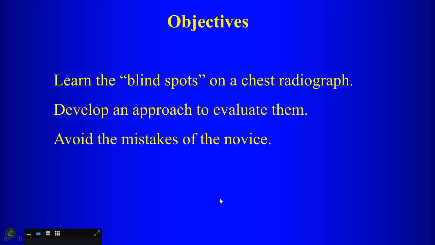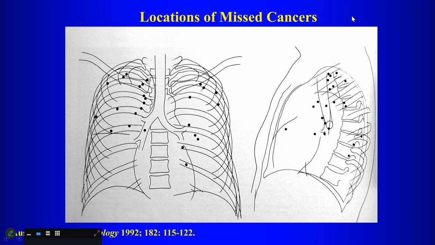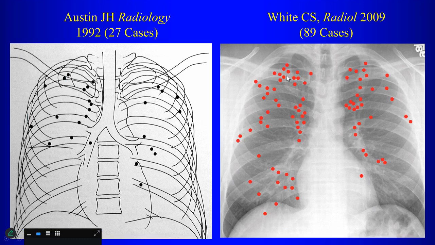So the objectives for this talk is learn about the blind spots on a chest radiograph, develop an approach to evaluate them and to avoid the mistakes of a novice or the inexperienced when you're looking at chest radiographs. So locations of missed cancers. A very nice study was done here by Austin back in 1992, where he just plotted out where all of these cancers were missed on chest radiographs. And this was repeated by Charles White in 2009 with a lot more cases. And so these were all nodules or cancers that were missed. And you can see where they kind of all fall on the chest radiograph.